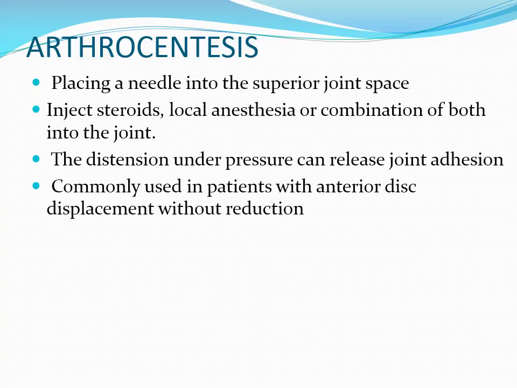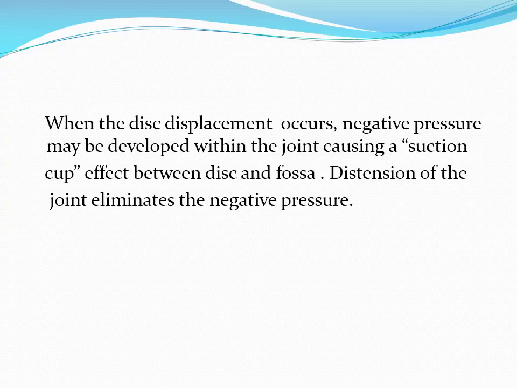Arthrocentesis. Place a needle in the superior joint space, and you can inject a local anesthetic agent or inject steroid, or even a combination of both. The distension under pressure can relieve any joint adhesion, and it is commonly used in patients with anterior disc displacement without reduction. When the disc displacement occurs, negative pressure may develop within the joint, causing a suction cup effect between the articular disc and the glenoid fossa.